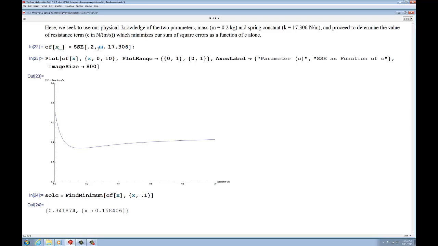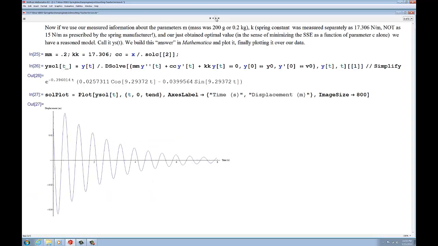And so the only parameter really up for grabs that we can't measure is the damping coefficient, which is in newtons per meter per second. So if we create that sum of the square function, we plot it, we see that there is a value of c which minimizes the sum of the squares, and that value of c is about 0.158. So it says if c is 0.158, etc., newtons per meter per second, that will minimize the sum of the squares between our data and our model.